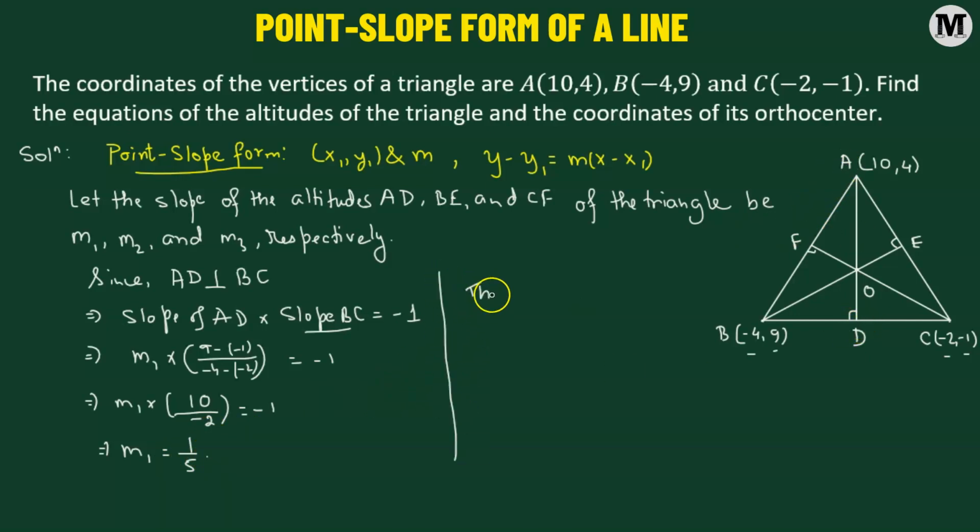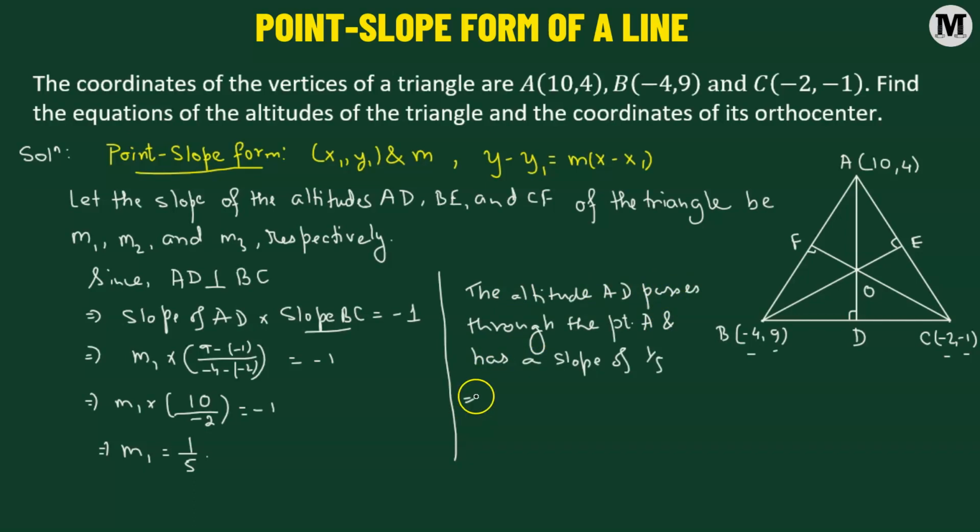Now the altitude AD passes through the point A and has a slope of 1 over 5. So this implies that the equation of our altitude AD, we can use the point slope form to get y minus y1. So here y1 will correspond to the y coordinate of point A, so that's 4. That will be equal to the slope of altitude AD times x minus x1. So x1 will be the x coordinate of point A, so that's 10.